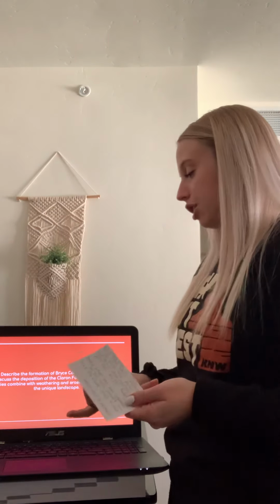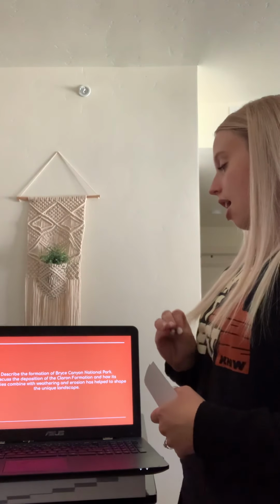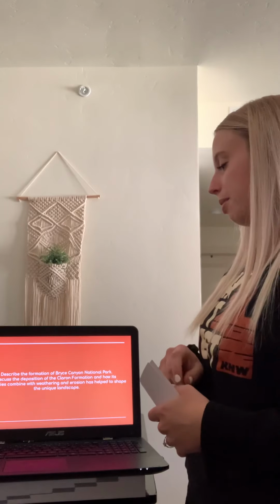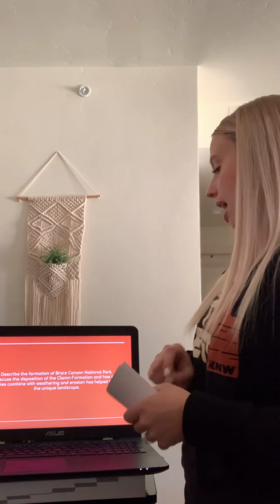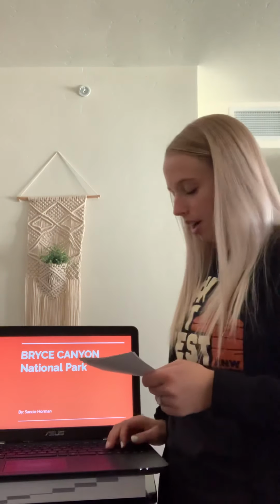Canyon National Park. The prompt says, describe the formation of Bryce Canyon National Park, and then discuss the deposition of the Claron Formation and how its properties, combined with weathering and erosion, have helped shape the unique landscape that we see today. So let's dive into Bryce Canyon National Park.